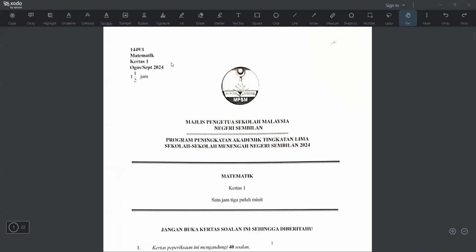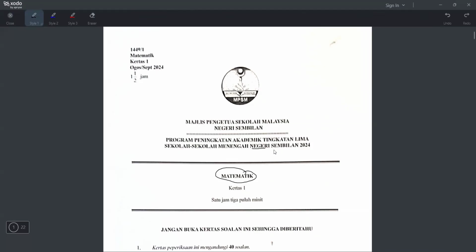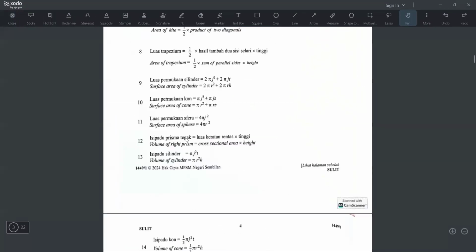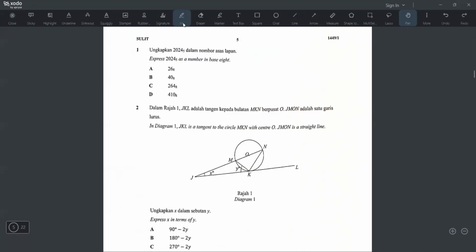Okay, in this video I'll be going through a trial paper. This is a mathematics trial paper, the Negeri Sembilan paper for trial 2024. This is Kertas 1. Okay, so let's start the questions. Let's keep the formula. Okay, number 1.